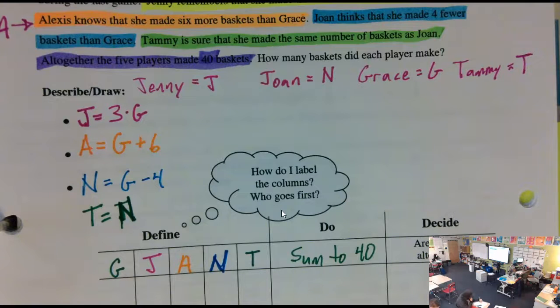I would start by picking something for G, but if Joan made 4 fewer baskets than Grace, we know Grace at least made 5, right? Because if somebody made Grace minus 4, Grace has to at least make 5. Well, at least she made 4. I guess somebody could have made 0, potentially.